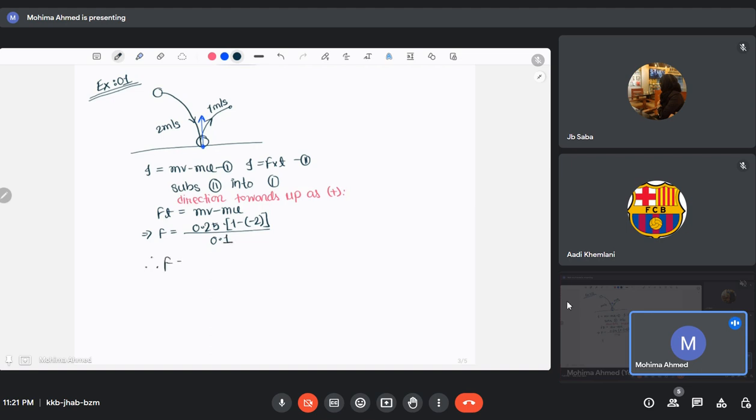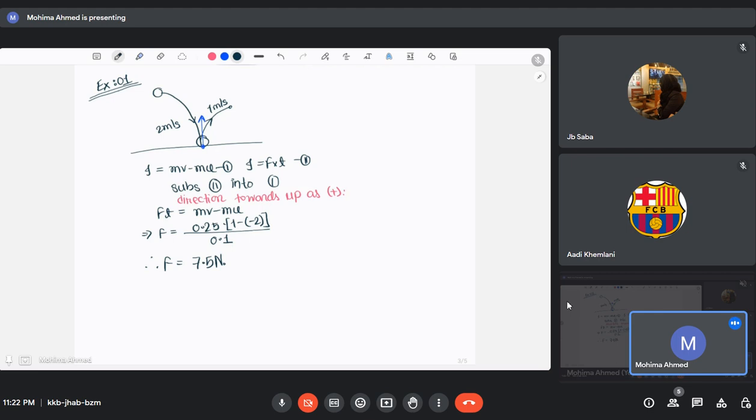Can anyone calculate the value for force that was being applied on the ball by the ground? 7.5, 7.5, right? So it is 7.5 newtons. This was the amount of force that was being exerted on the ball by the ground.